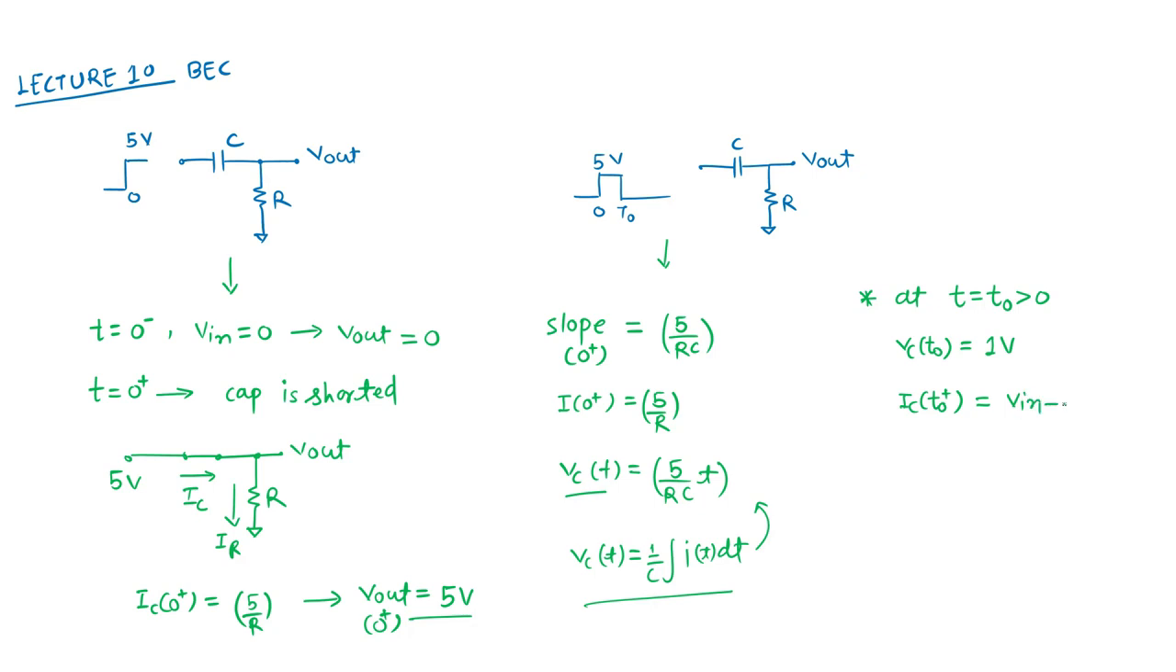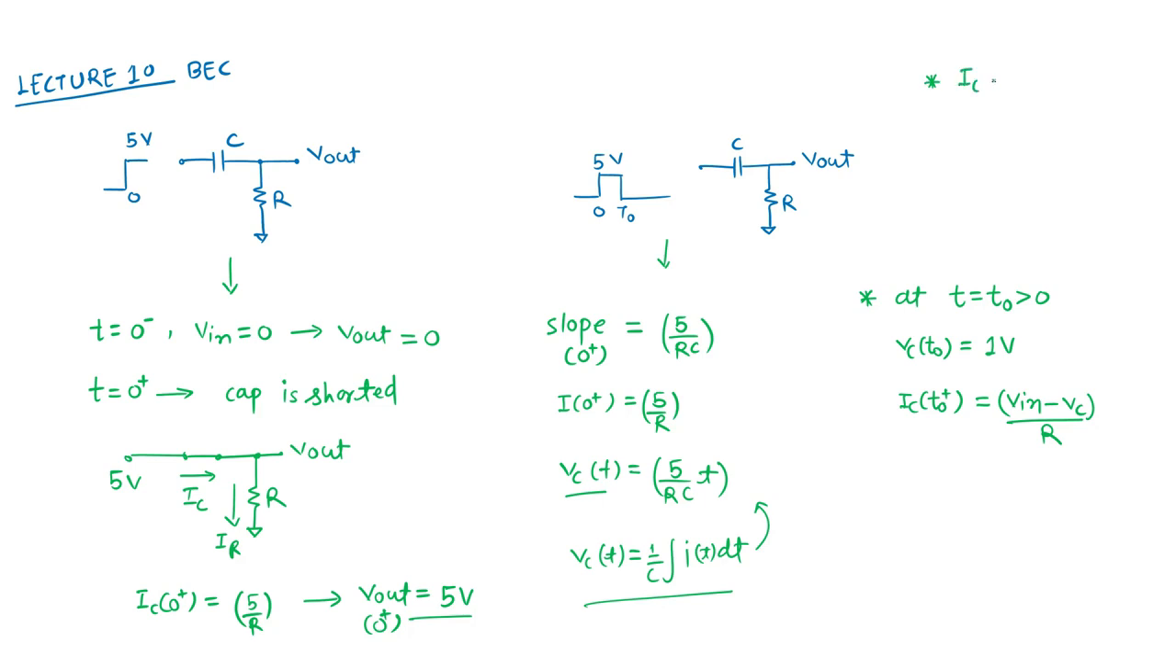Input voltage minus capacitor voltage, which is nothing but your output voltage, divided by resistor. This is the actual current at any instant of time. So this current is a general equation for the circuit.